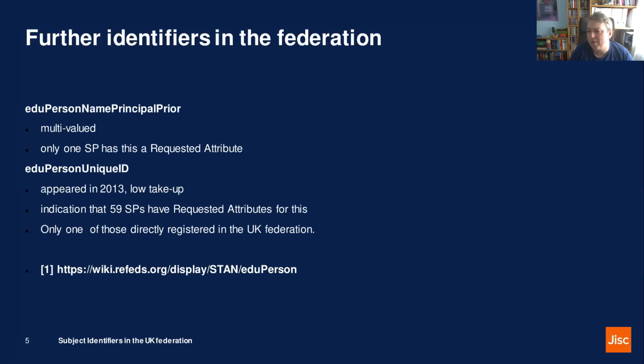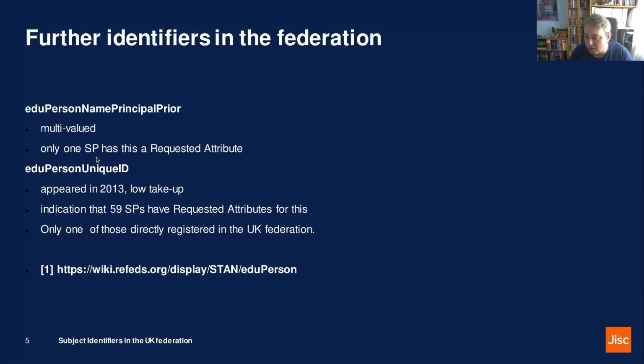So, further identifiers that might be in use in the Federation: EduPerson name, and EduPerson principal name prior, which is multi-valued, but only one SP has this in their requested attributes. This is a block of information that we use to describe what attributes a particular service provider supports, and we'll talk about this a little bit later.